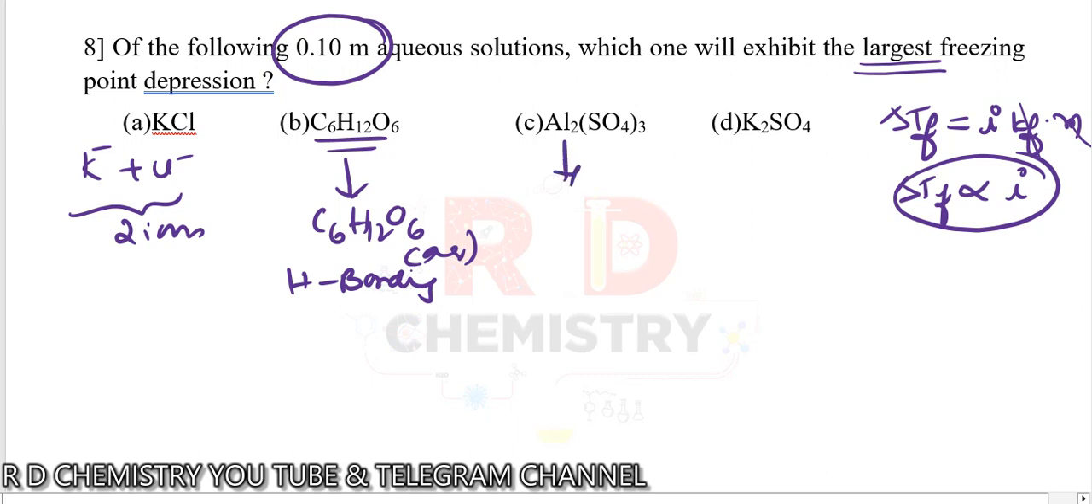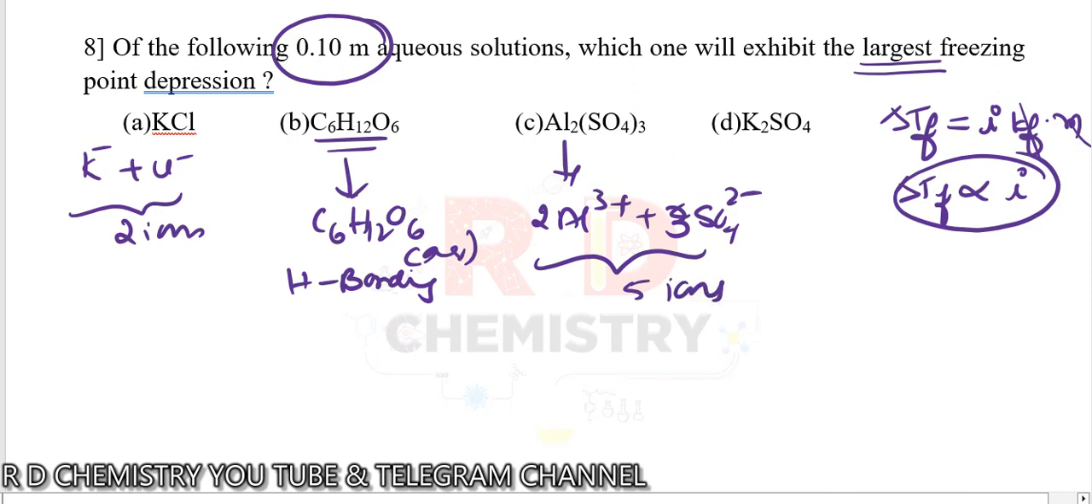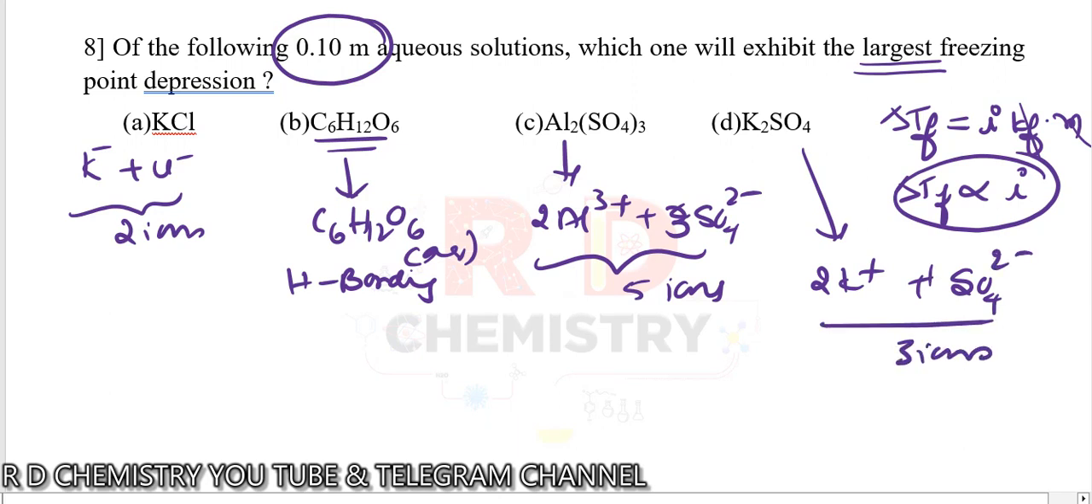Aluminum sulfate, just now calculated previously: 2 Al 3 plus and 3 times SO4 2 minus. Therefore, total ions are 5 ions. Potassium sulfate gives 2 potassium ions and the sulfate ion SO4 2 minus, therefore altogether 3 ions are there. So which one gives the maximum number of ions? C, right? So the third one is the answer.